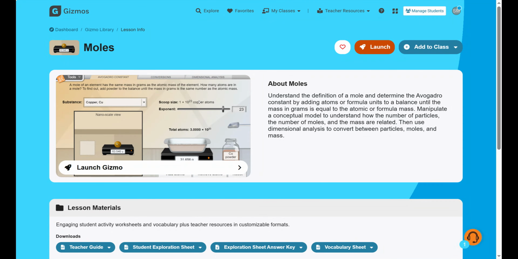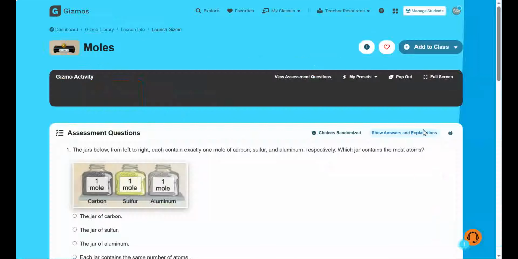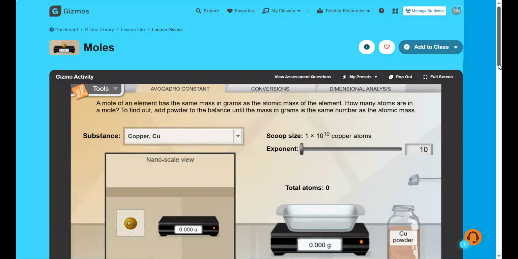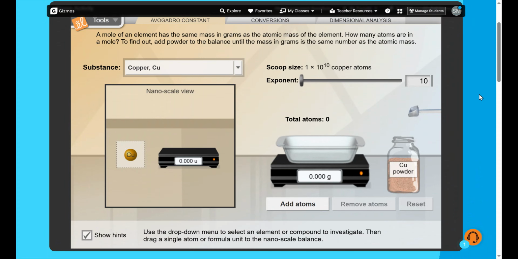Let's look at the Moles Gizmo on the Explore Learning website. We'll launch a gizmo by pressing on this button and wait for a moment for the gizmo to load. Scroll down a little bit to make sure the gizmo is entirely seen.